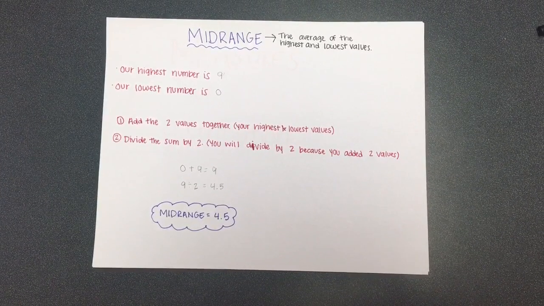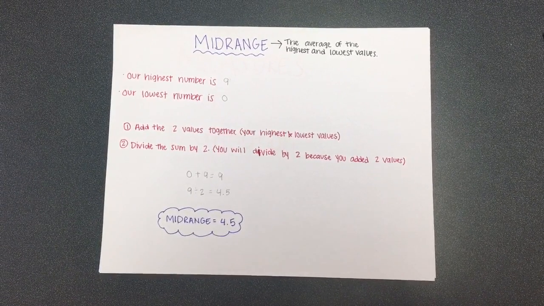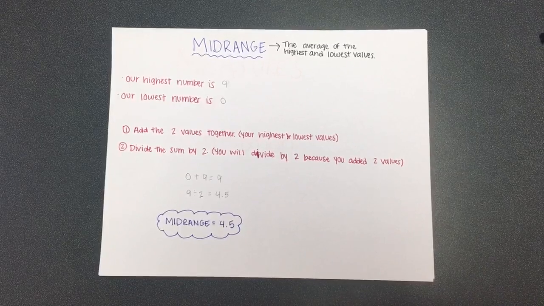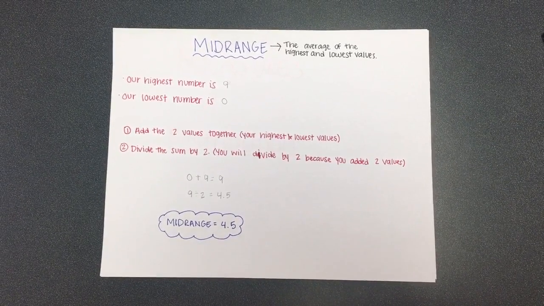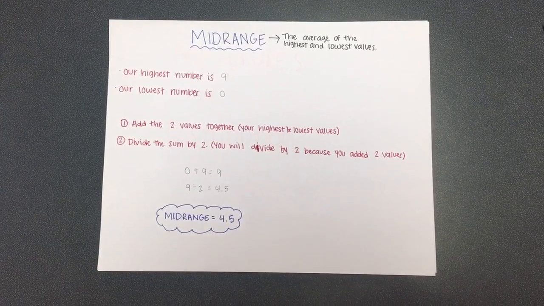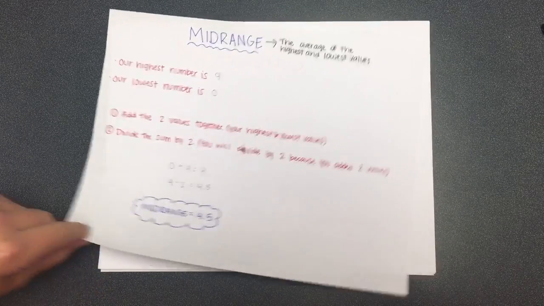Next, we had to find the mid-range, which is the average of the highest and lowest values. Our highest number is 9 and our lowest number is 0. First, we added the two values together to get 9, and then we divided that sum by 2 because there were two values being added together. 9 divided by 2 equals 4.5, which is our mid-range.